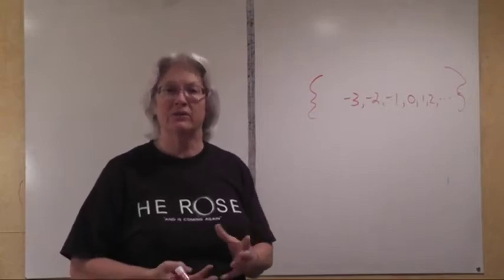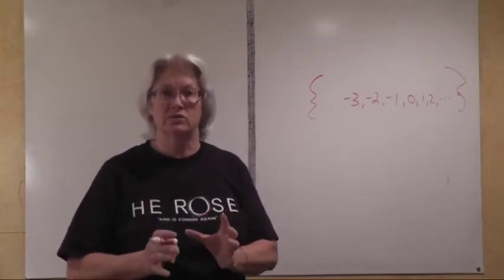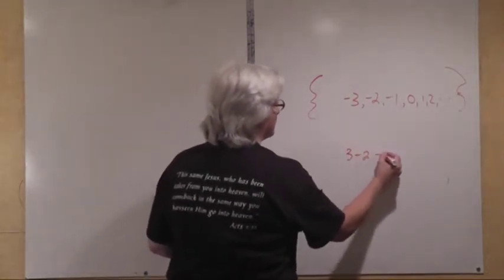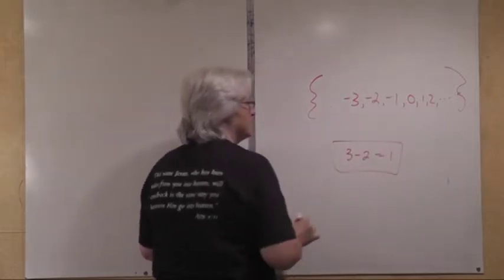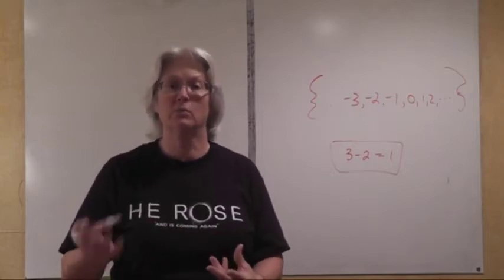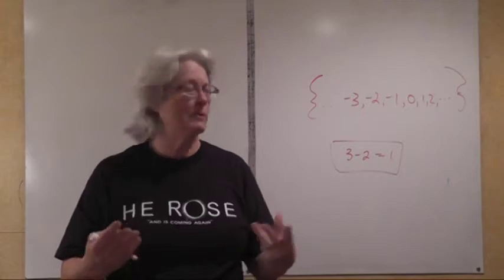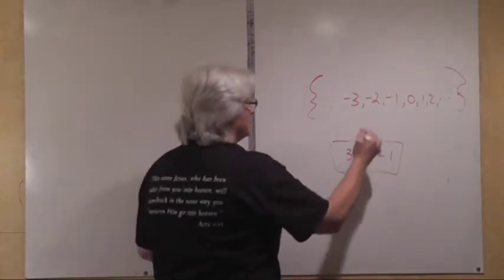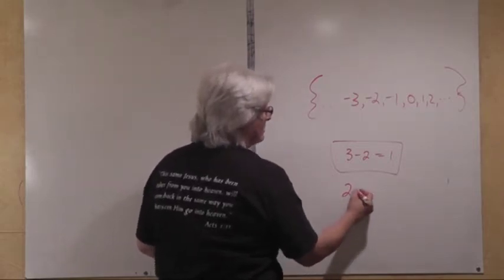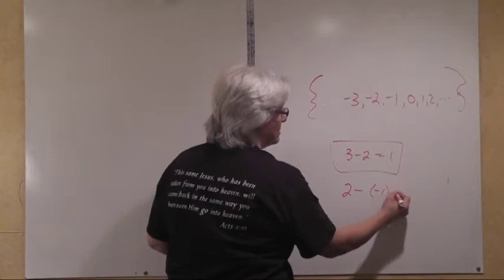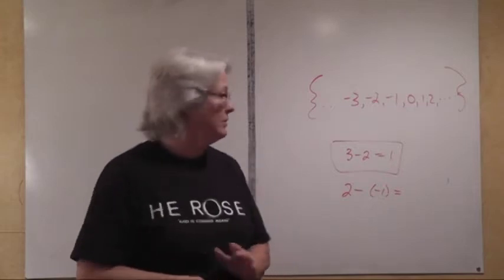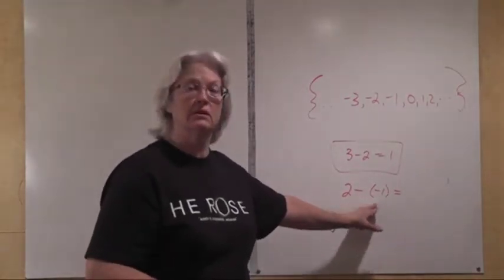So what we're going to be talking about today is how do we subtract integers. You know how to subtract 3 minus 2. You've learned that a long time ago, that 3 minus 2 was equal to 1. And it's a very simple process for you. You do it intuitively. But what happens when we have something like, when we add integers, 2 minus a negative 1? How do you subtract when you have negative signs?